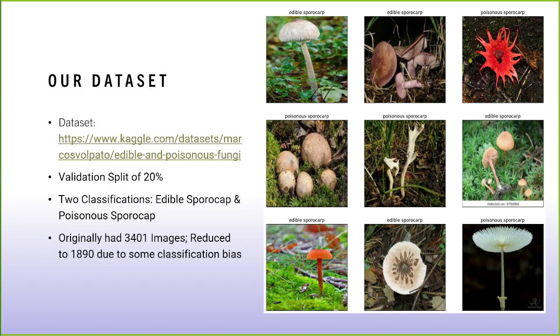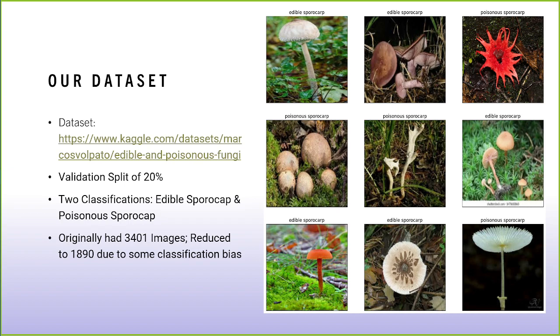The dataset that we are using for this project is a mushroom database that we acquired from Kaggle. It initially had 3,401 images, but we reduced this dataset to 1,890 because one of the classifications had like 4 times the images that the other classification had, and it was giving our model some classification bias.